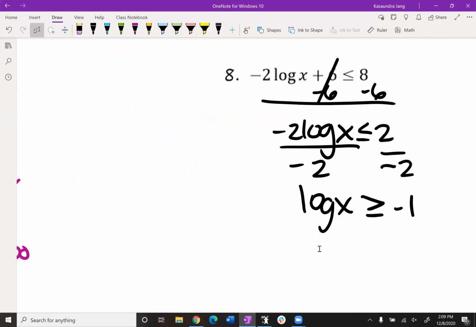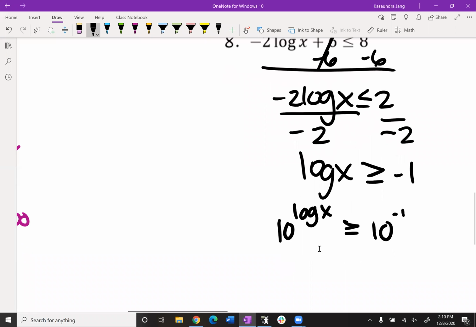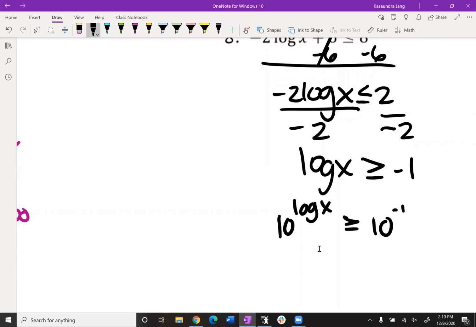So I'm gonna have to do a base of 10 raised to each side. Like I'm doing 10 raised to a log x, and I'm doing 10 raised to a -1. I'm doing 10 raised to each side. And the whole point is because log base 10, exponential base 10, those are inverses. Bam, undo each other, gone.